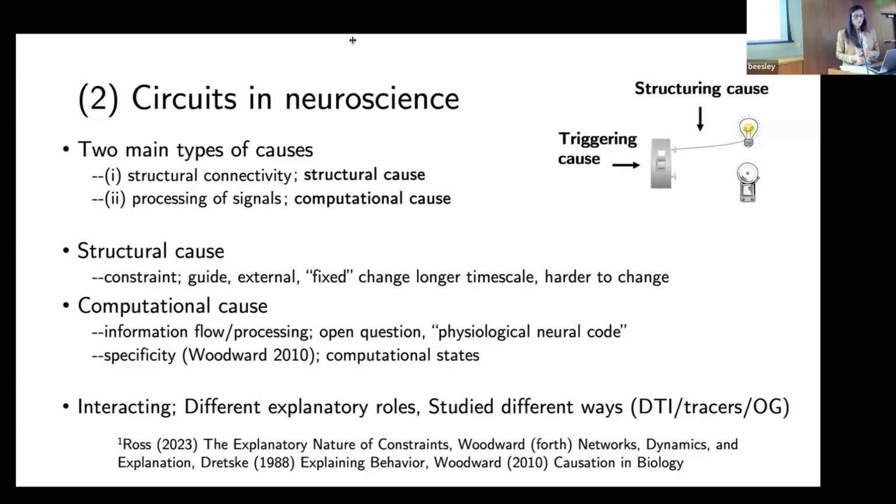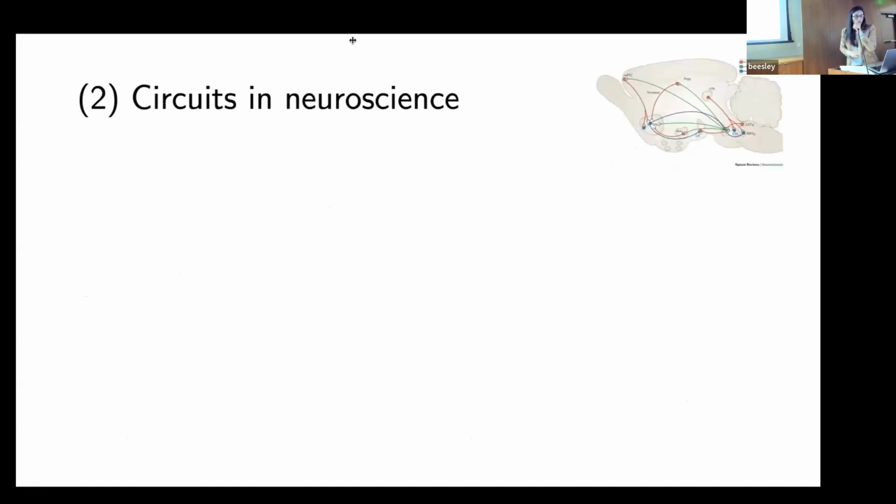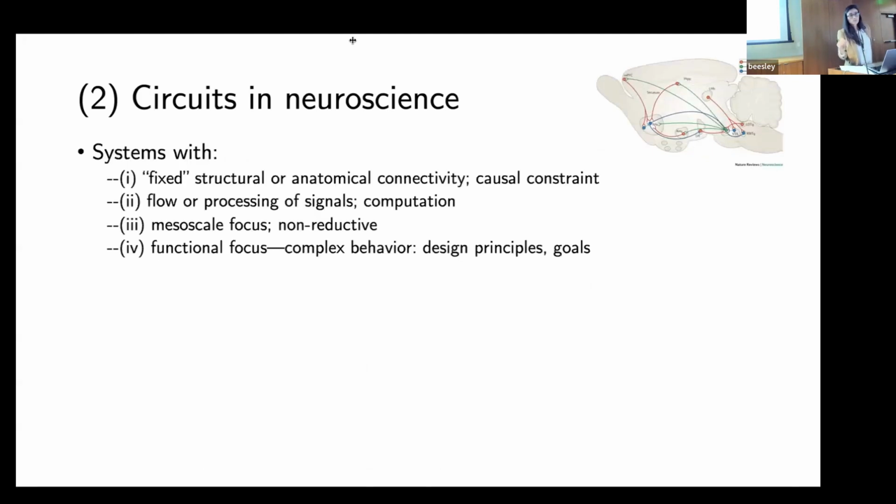They're also studied in different types of ways, right? DTI is going to be used, and tracers are often going to be used to identify that kind of map of anatomical connections in a system. And then, as we'll see, optogenetics is something that is manipulating, intervening on something else, the activity of the neuron, the information. So the suggestion here, there are at least these four main features that are characteristic of and that we find in these circuits in neuroscience.